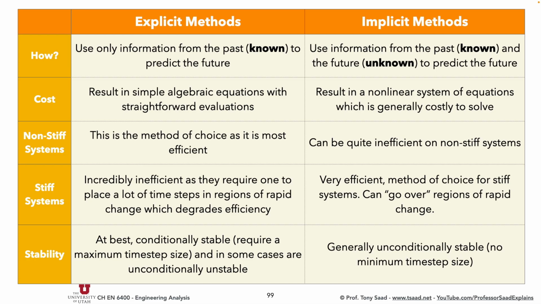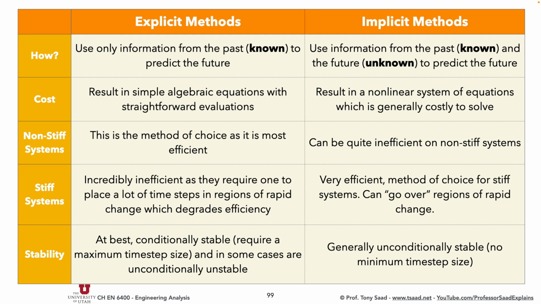Implicit systems don't care about that. They can jump over that entire steep descent, it could take one time step over that and solve it and stay stable, because they have a property called unconditional stability. So, stability.